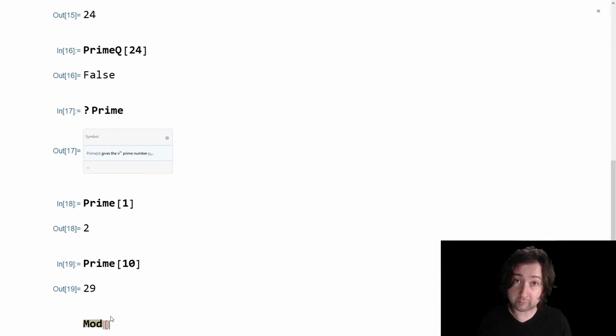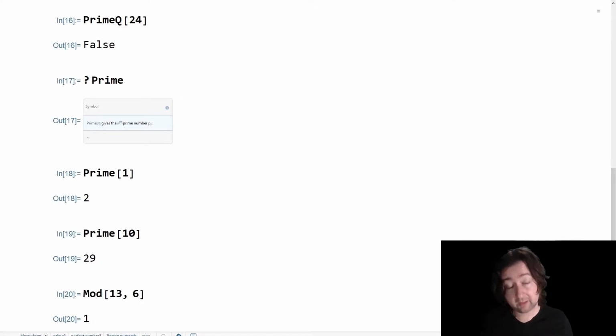Remember that modular arithmetic produces remainders. So if you did 13 mod 6, we should expect the remainder to be 1, and indeed it is. Again, in keeping with the standard methodology in Mathematica, we have a command with a capital letter and inputs that are enclosed inside square brackets. And because this is a two-input command, we separate those with a comma.